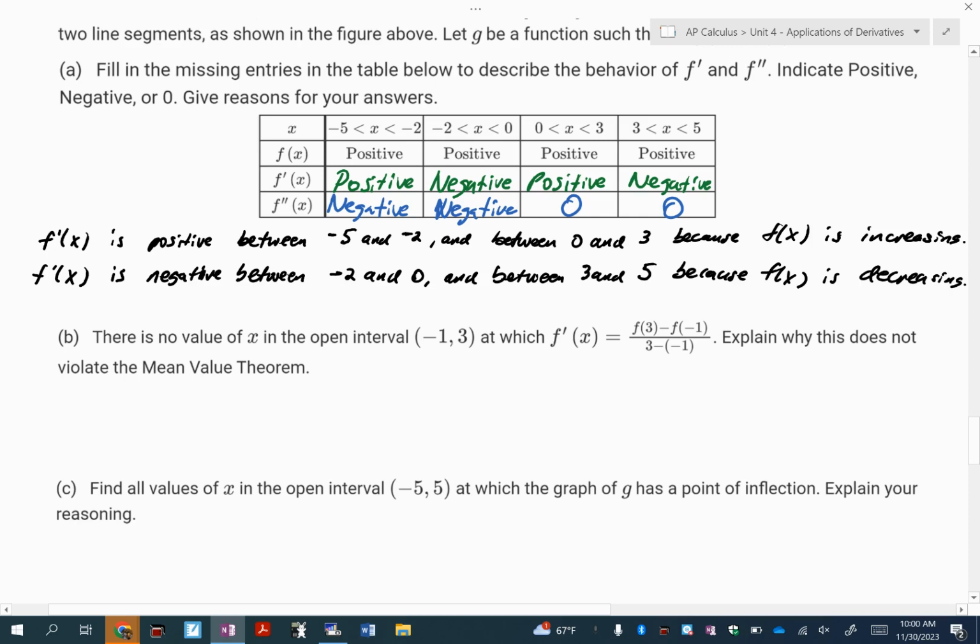So that takes care of the first row, or at least I should say the first row that we filled in, which was actually the second row that we care about.